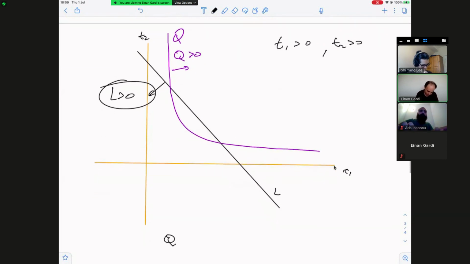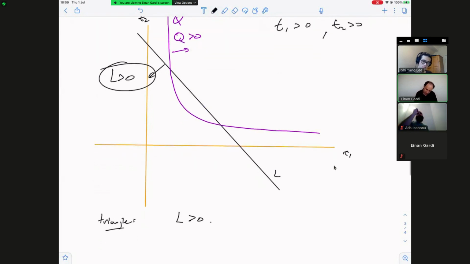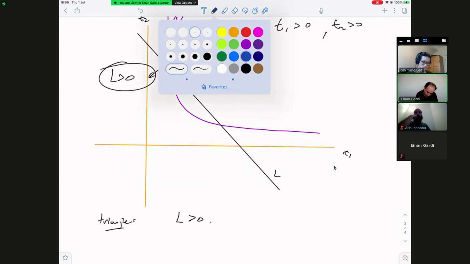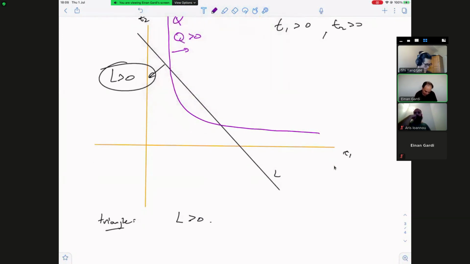So we can consider the following regions. One is called triangle, and that's defined by L positive, ignoring Q. And the other one is defined by saying Q negative. That's another region. Okay, let's call this gamma 2 and that gamma 1, right?